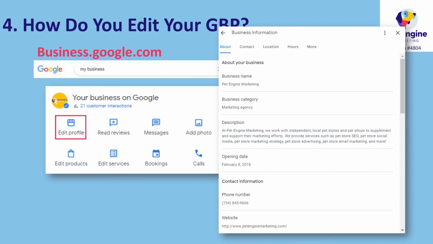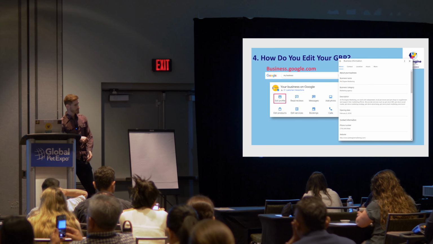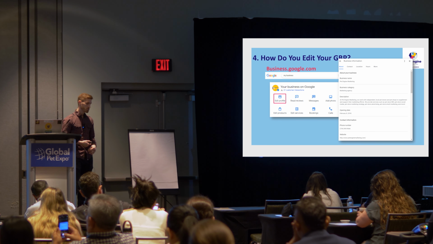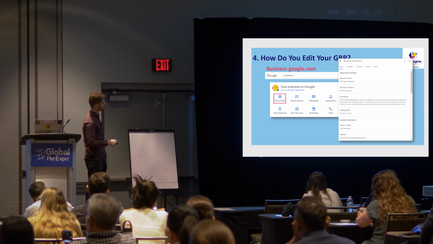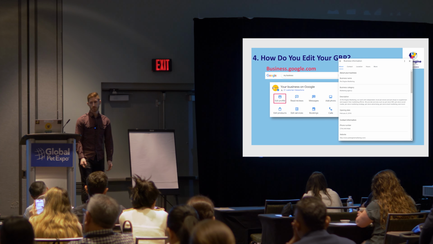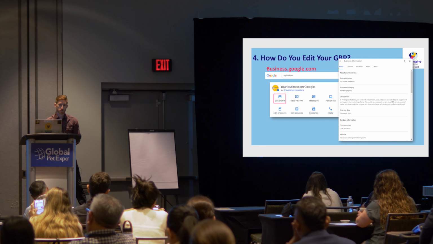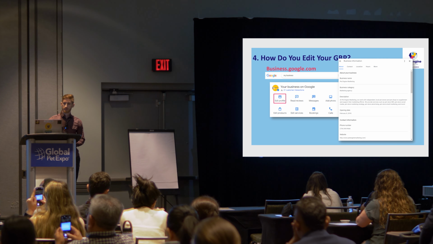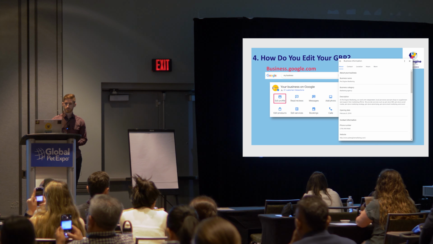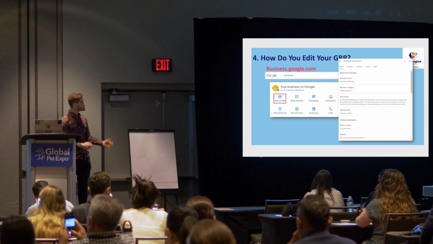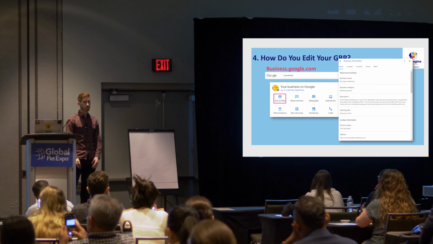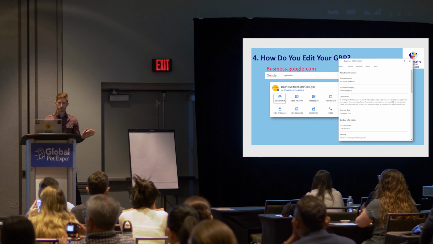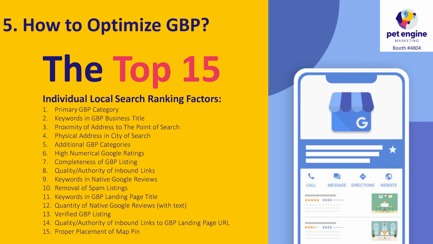So, how do we edit your Google Business Profile? Super simple. You can go to business.google.com and log in. Or if you're already logged in, you can actually just search My Business in Google and it should come up. So you click on that, it'll look like this. Hit Edit Profile and it'll redirect you to a box like this. And voila, easy peasy, you start editing your Google Business Profile. Super straightforward, right?